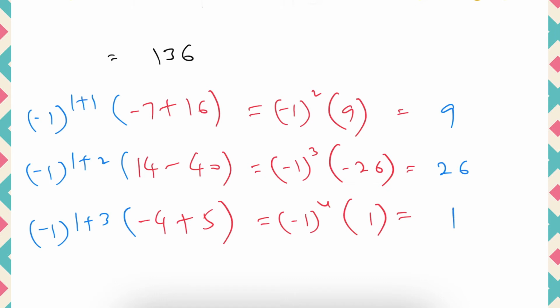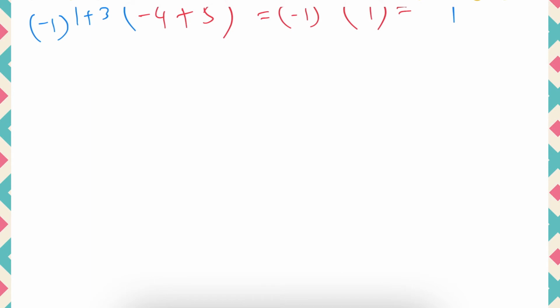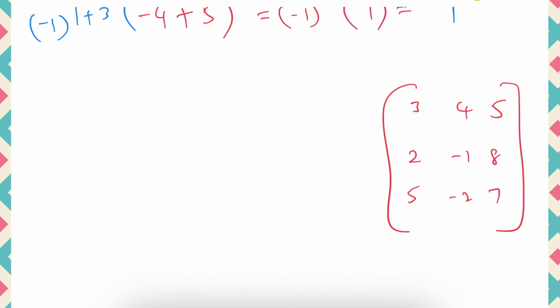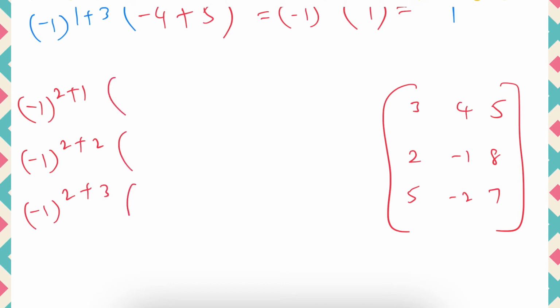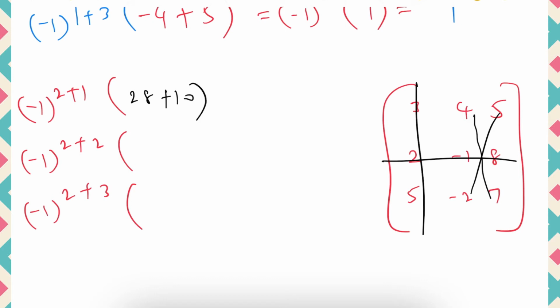Okay, now let us move to the second row. For solving the second row, again I will write the matrix: 3 4 5, 2 minus 1 8, 5 minus 2 7. Minus 1 power second row first column, minus 1 power second row second column, minus 1 power second row third column. Let us solve it now. First, second row first column: what remains, 4 7s are 28 minus 2 into 5 is minus 10, already minus is there, so it will become plus 10.